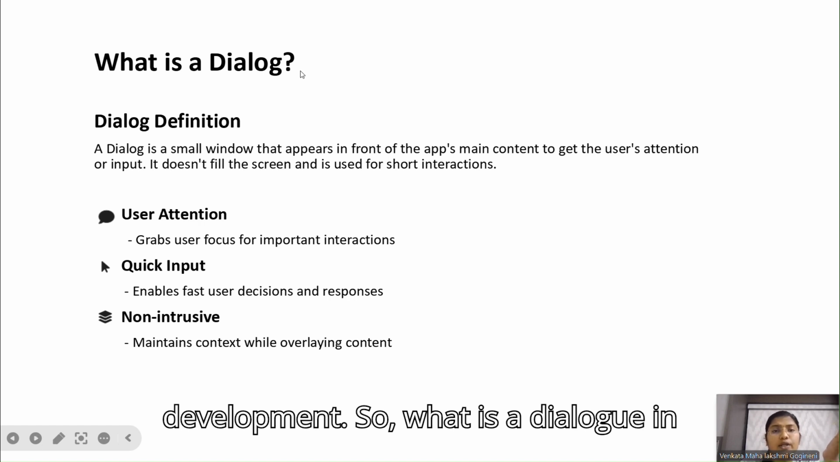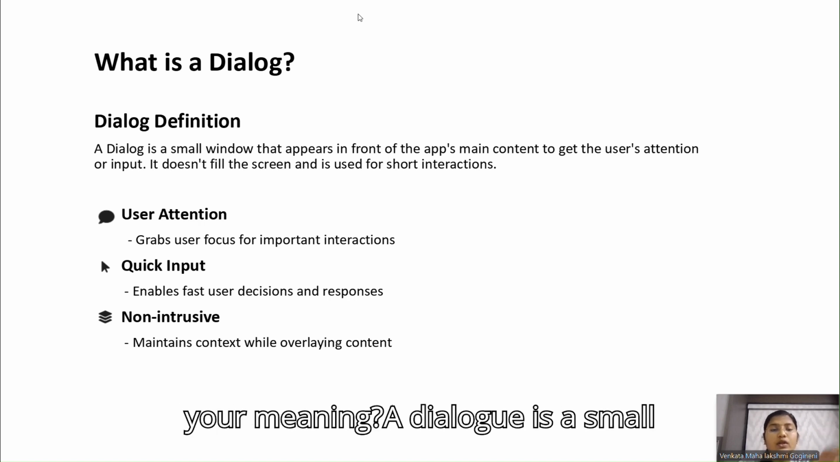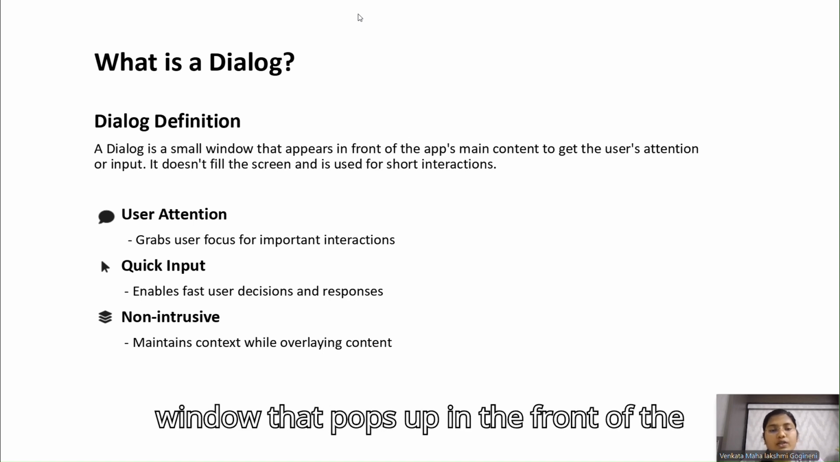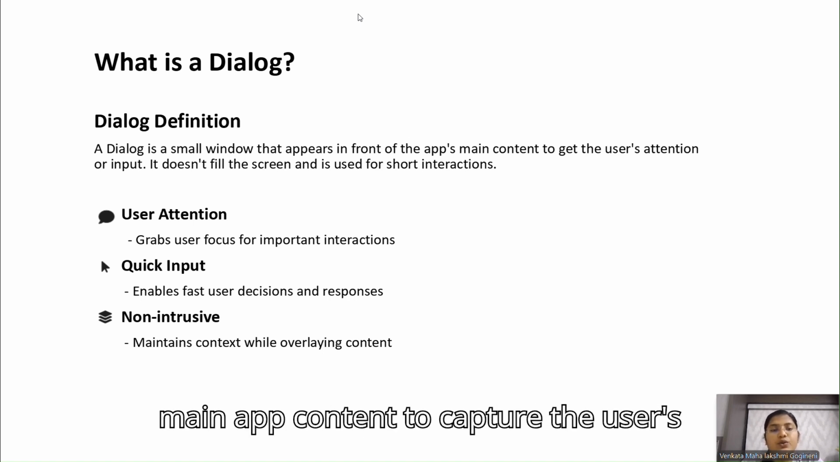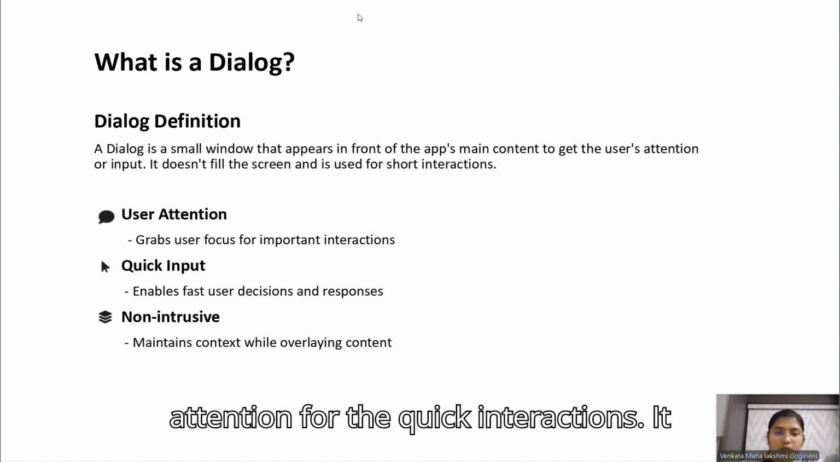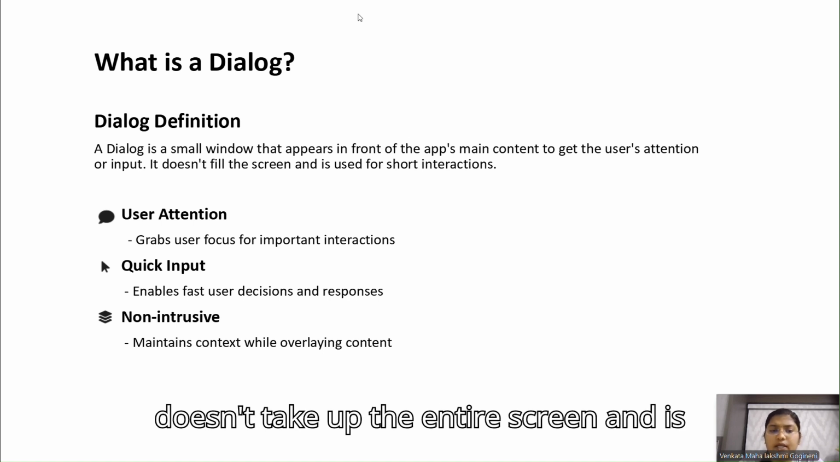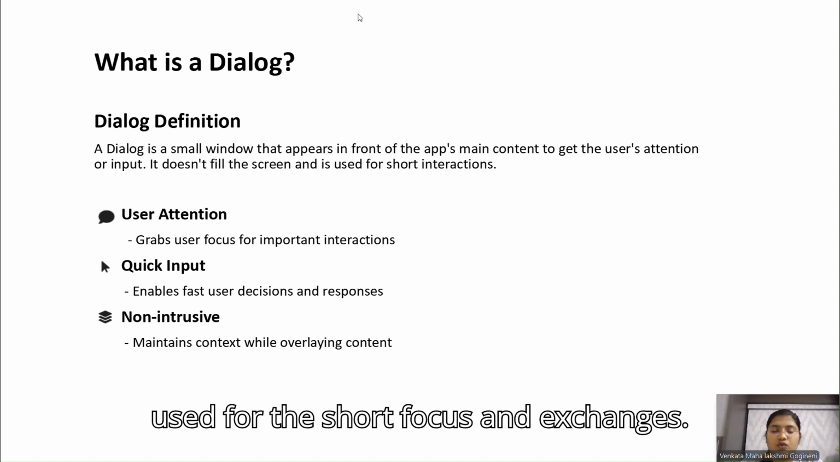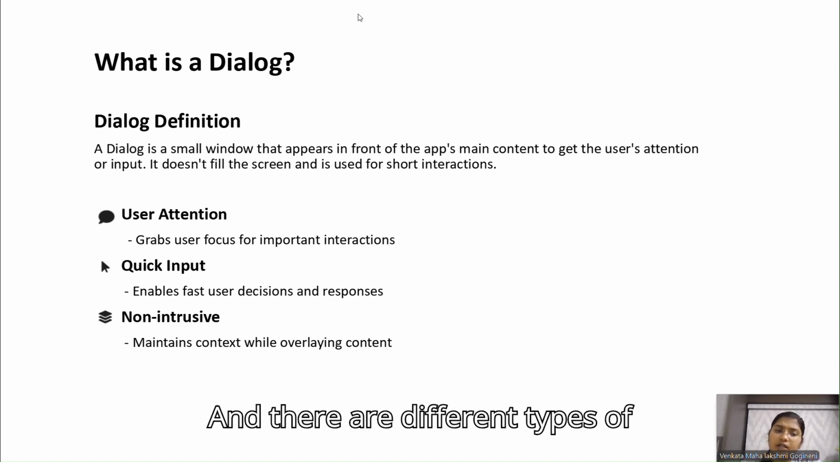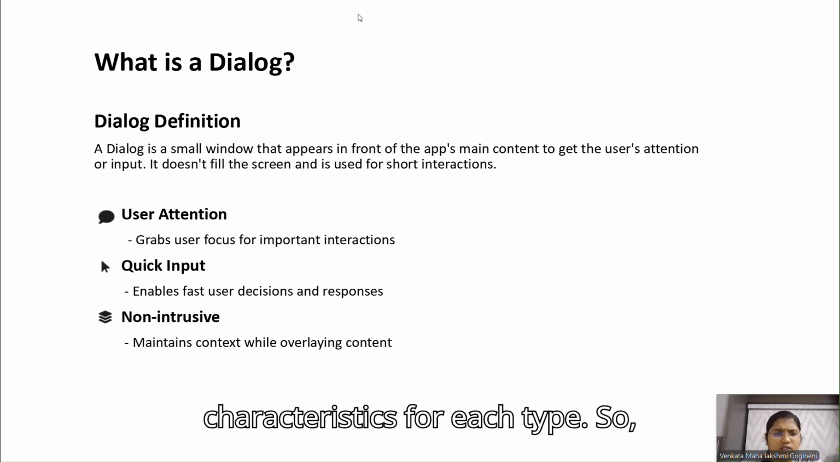So, what is a dialog? A dialog is a small window that pops up in front of the main app content to capture the user's attention for quick interactions. It doesn't take up the entire screen and is used for short, focused exchanges. And there are different types of dialogs with different characteristics.